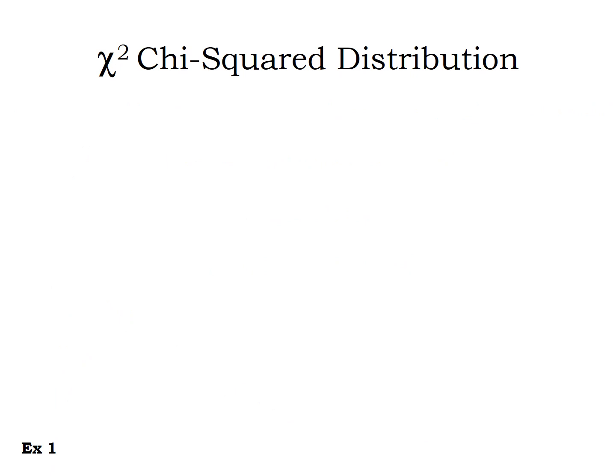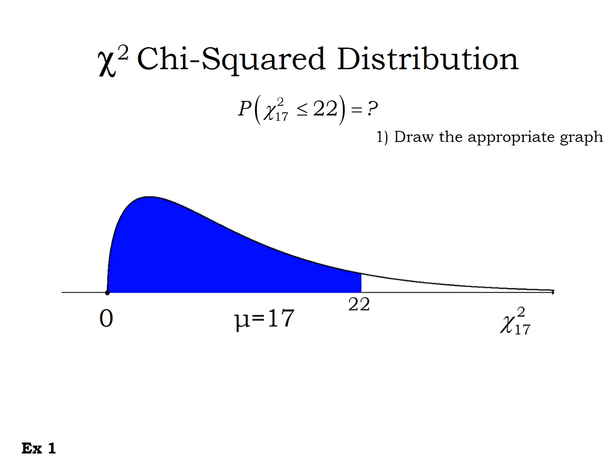Okay, so let's look at an application. We have a chi-square distribution with 17 degrees of freedom. We're randomly going to pick a value from that population. We want to know the probability the value we pick is less than or equal to 22. So, you know the drill. First step, draw the appropriate graph. This is a skewed right graph that starts at 0, so it'll look something like this.